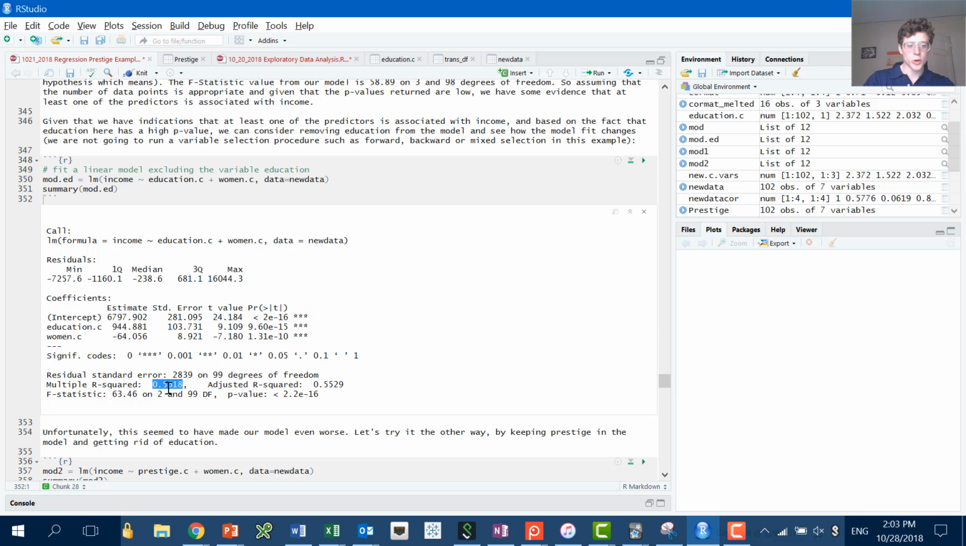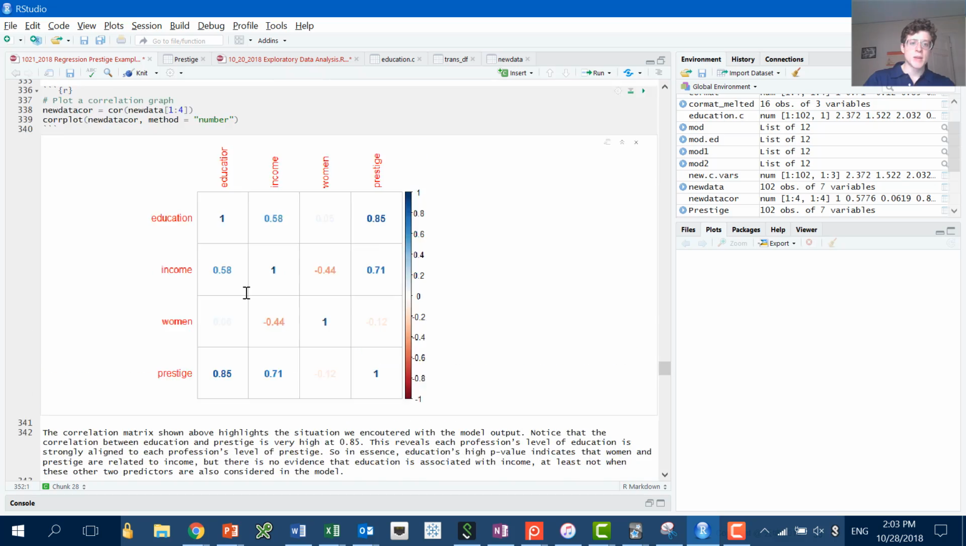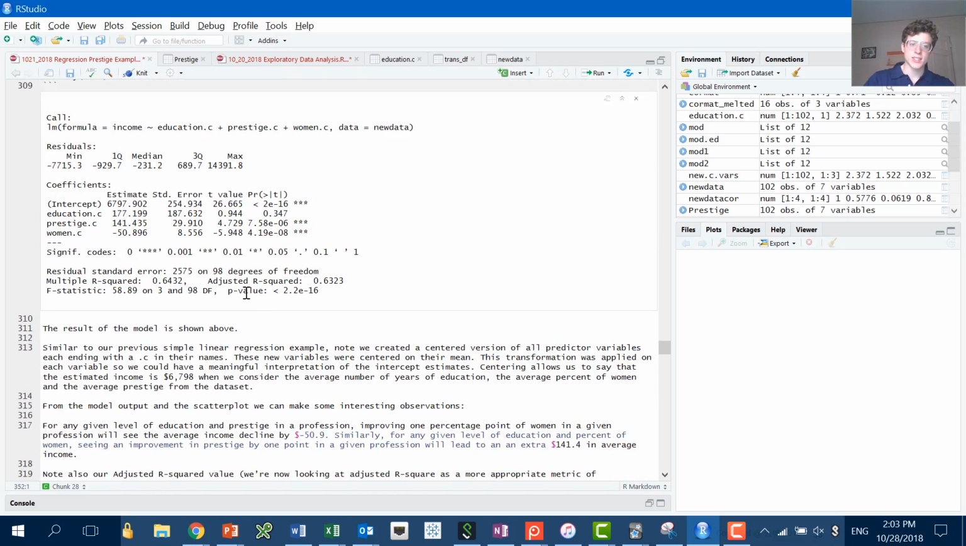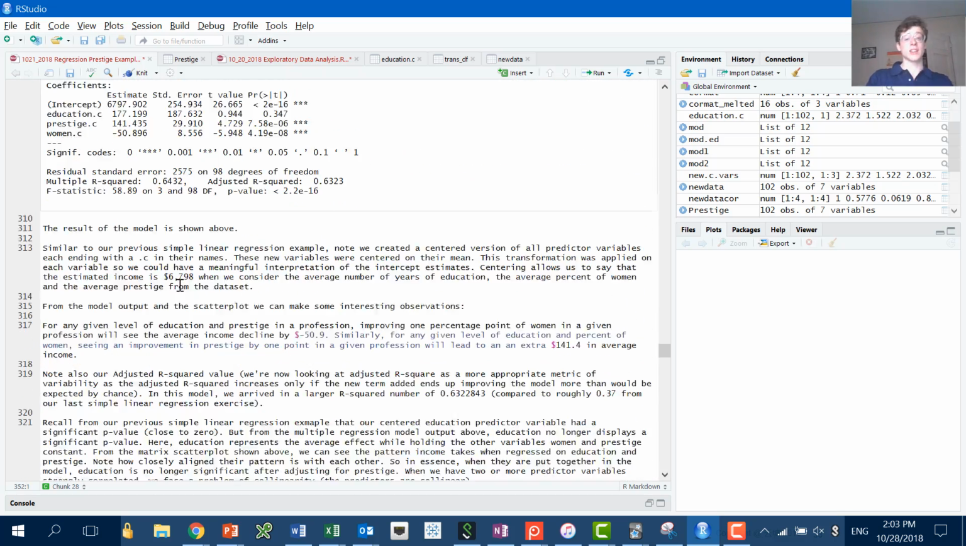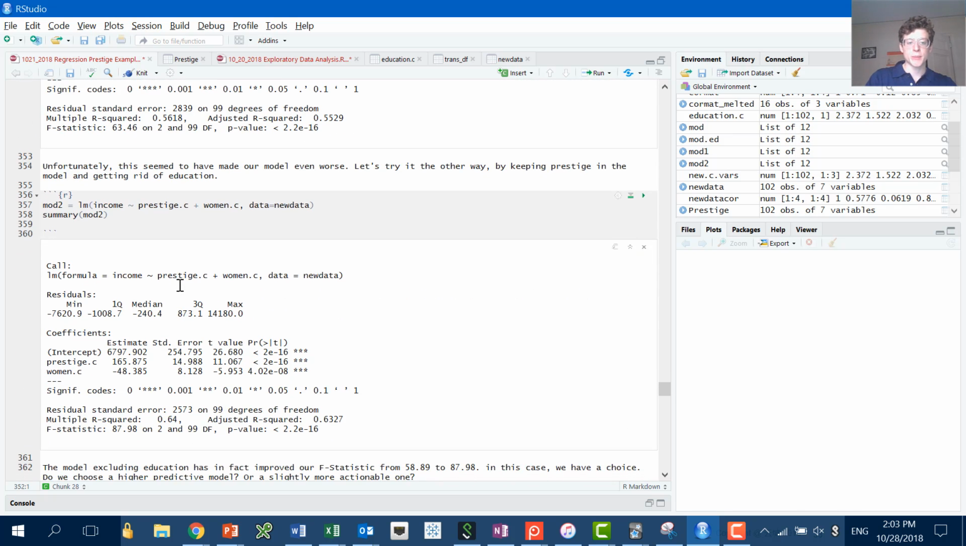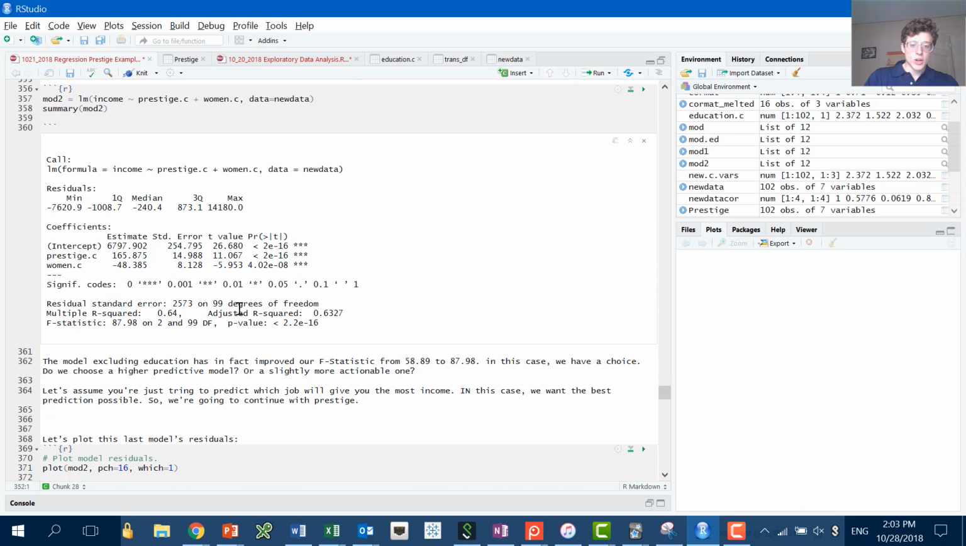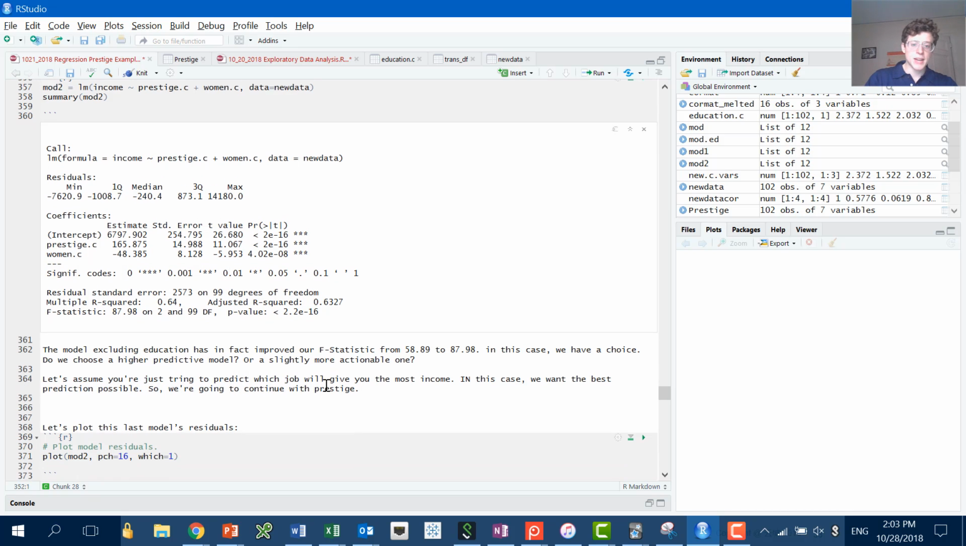Unfortunately, this means our model's worse. So that's weird. We have an R-squared that's 0.56. Previously, we had it as 0.64. So you're losing a lot of your predictive power. So we have to think about this.